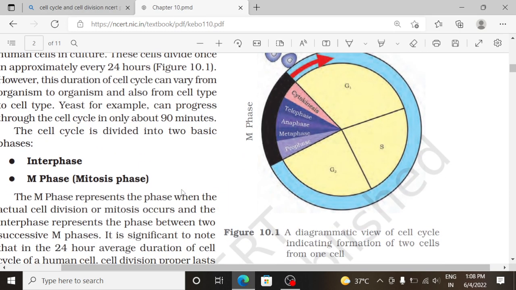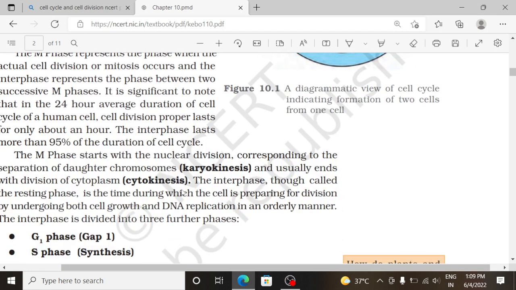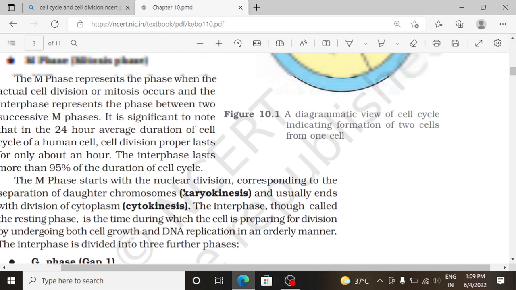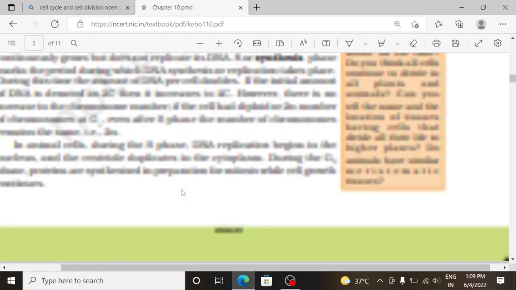This is the diagrammatic view of the cell cycle indicating formation of two cells from one cell. Here you can see cytokinesis. Here you can see the G1 phase, S phase, G2 phase, prophase, metaphase, anaphase, telophase, and cytokinesis.